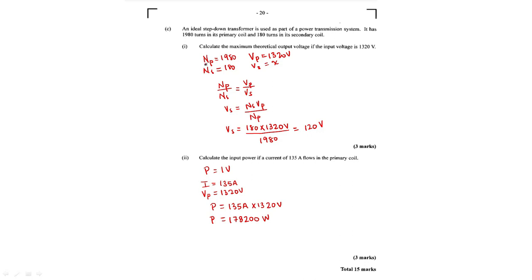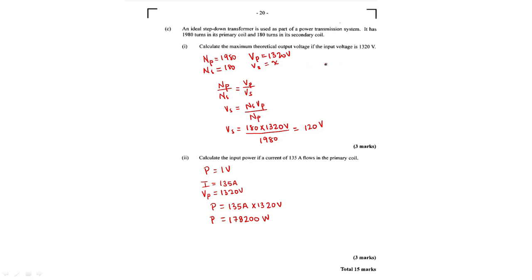So the number of turns in the primary coil is 1980, right? And the number of turns in the secondary coil is 180. In the primary coil, the voltage is 1320, and then we want to find out what will be the voltage in the secondary coil. It's going to be less turns, less voltage. So it's a step down.